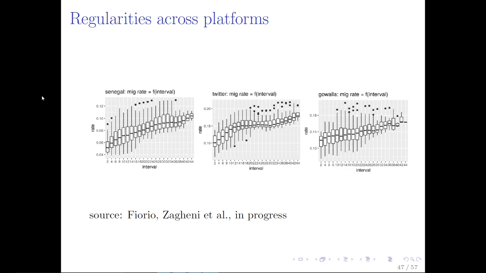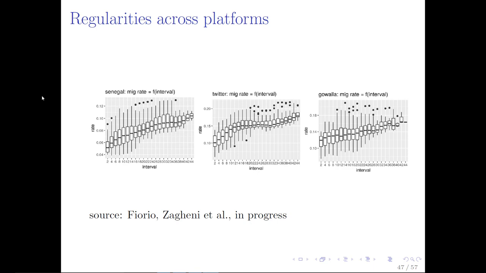If something is consistent for Twitter users in the US, phone users in Senegal, and GoWalla, people who check in and so on, then we might be comfortable with the idea that those are fairly regular patterns. If there are discrepancies, then we may want to look into why there are discrepancies and try to understand what's explaining those.